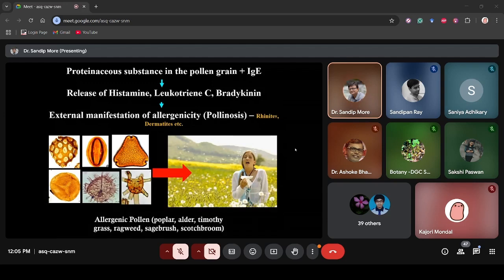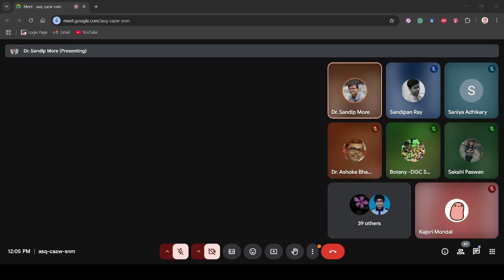So we all know Parthenium, it is a weed around our locations, and in European countries and all over other places, some common allergic pollen plants are poplar, alder, timothy grass, ragweed, scotch broom, etc.